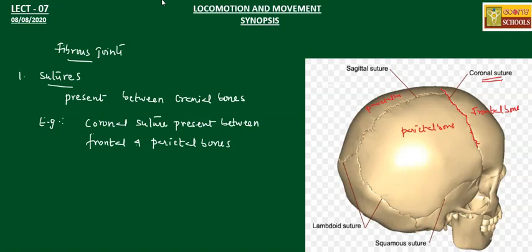So you will find a zigzag joint here. This is a coronal suture, and in the same way you find between the two parietals the sagittal suture. And another one is the lambdoid suture, then the squamous suture. All these are examples that come under sutures. And the sutures are immovable joints. So that's about the sutures.